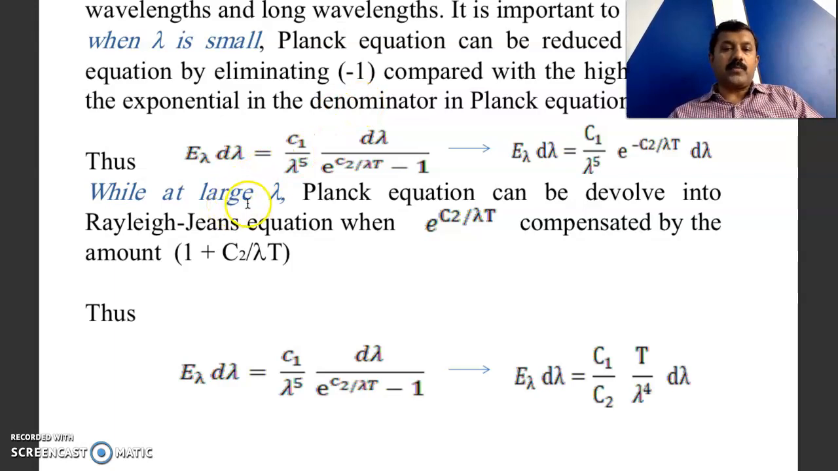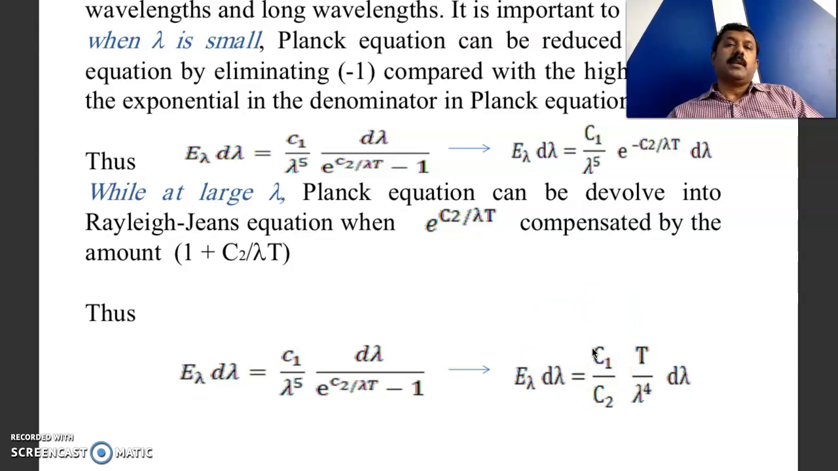Whereas at large wavelengths, that means when lambda is large, this e to the power of h nu by kT will be very small. Then you can approximate this e to the power of h nu by kT minus 1 as this equation. This equation automatically becomes Rayleigh-Jeans law. You know that Rayleigh-Jeans law explains the long-wavelength part.